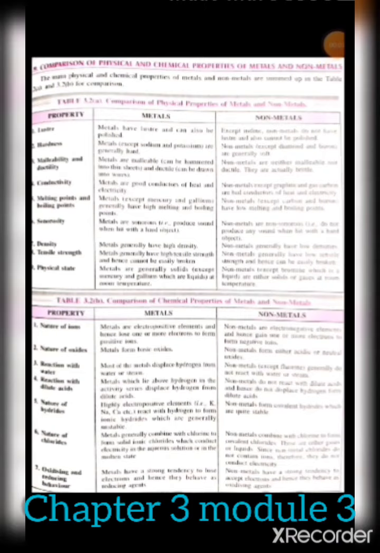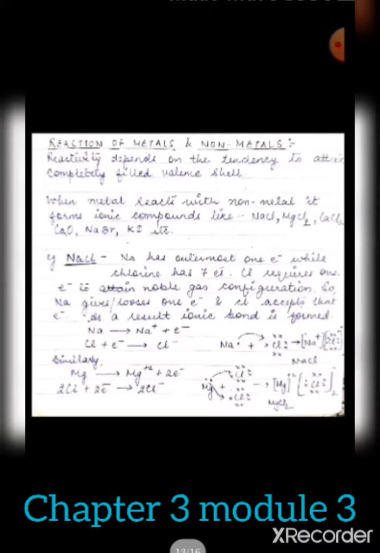Here is a comparison table of physical and chemical properties of metals and non-metals. So by learning this, you can revise the topics which we have discussed. This will be sent with the notes. And the next topic we shall discuss now, that is reaction of metals and non-metals.